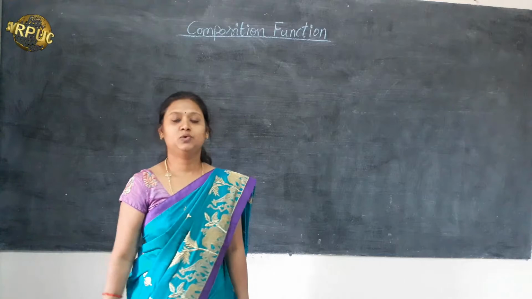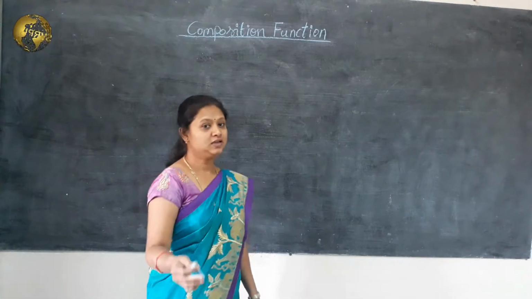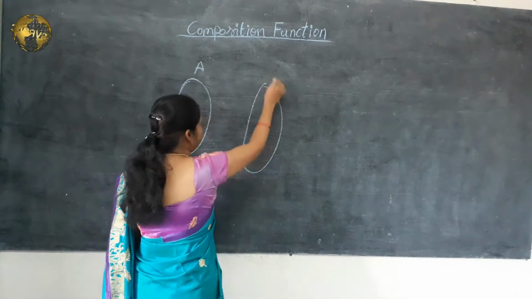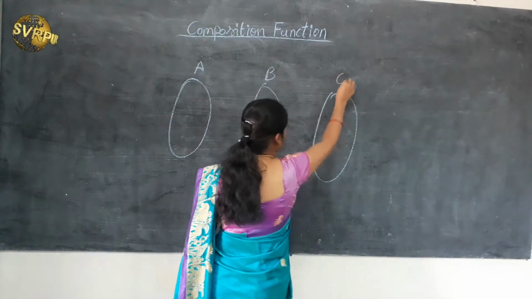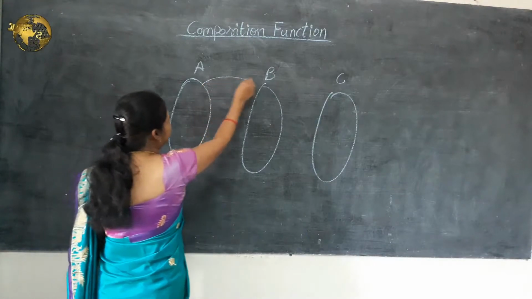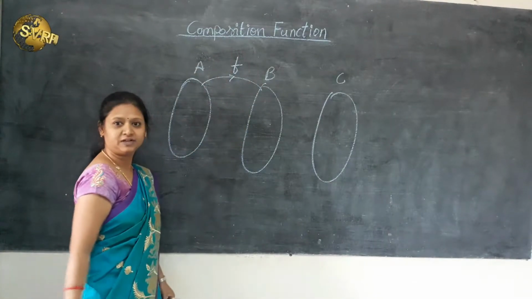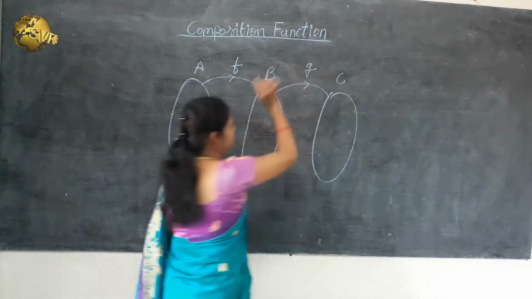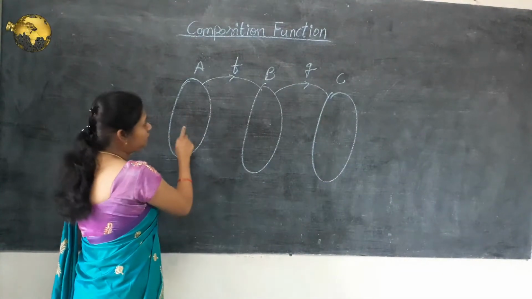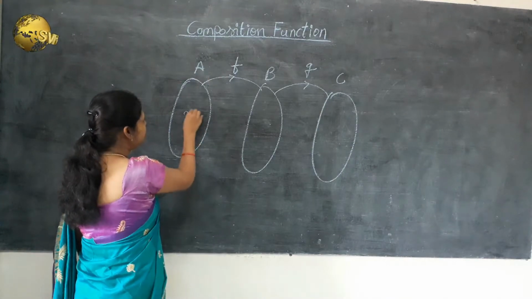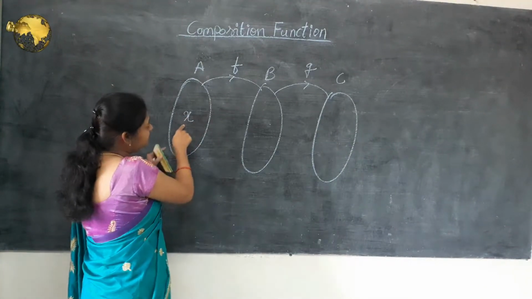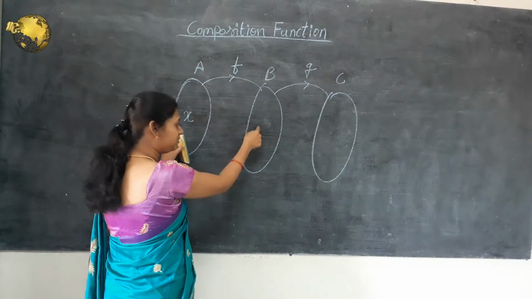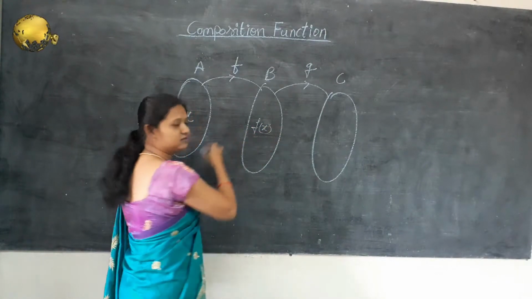So let us move on towards one more, that is the composition function. In composition function, we will be having 3 sets. So I will consider the 3 sets A, B and C. The sets A and B are mapped with the function f. The sets B and C are mapped with the function g. Okay. So what is the composition? If the set A is having the element x, this x is mapped with set B by using the function f. So in set B, its image will be like f of x.